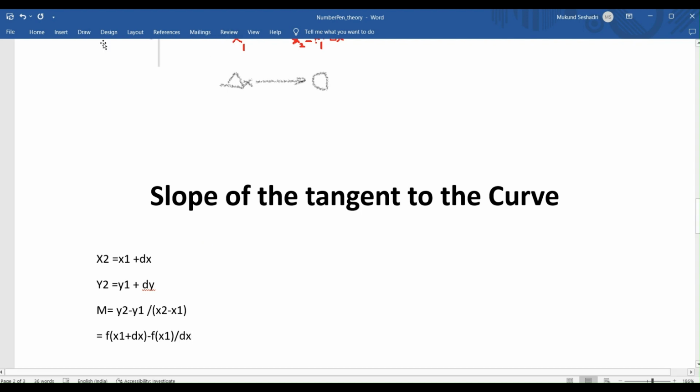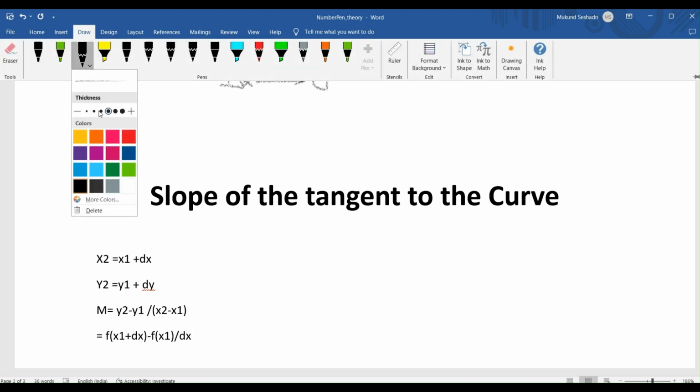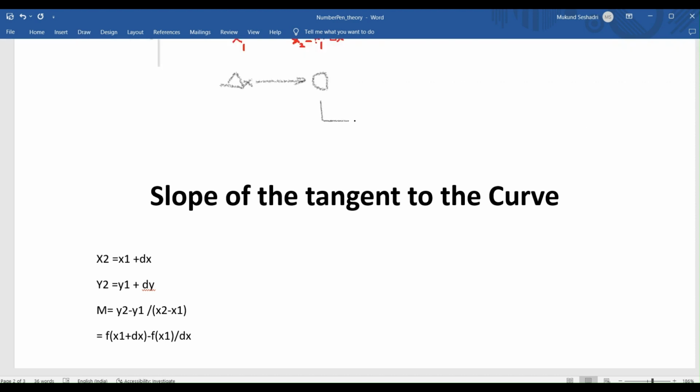Now, I want to draw your attention to this earlier statement that I made, where I mentioned that we are treating this infinitesimally small portion as a straight line because it is infinitesimally small, right? So this delta x tends to 0. So what we have with us is slope is equal to f of x1 plus dx minus f of x1 divided by dx, right?